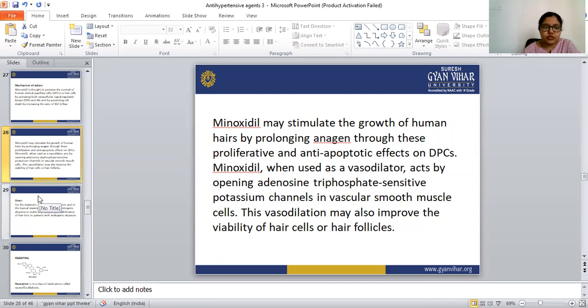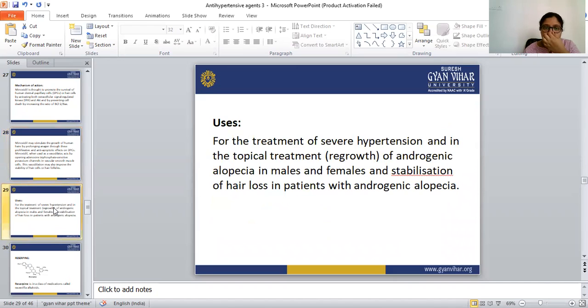Let's see the uses of minoxidil. It is used for the treatment of severe hypertension and in topical treatment of androgenic alopecia in males and females, and for the stabilization of hair loss in patients with androgenic alopecia. So minoxidil is used in severe hypertension as well as topically for regrowth of hair in androgenic alopecia. These are the uses of minoxidil.